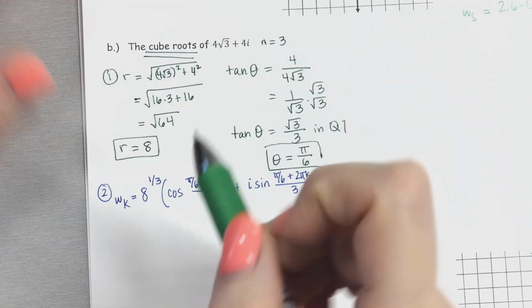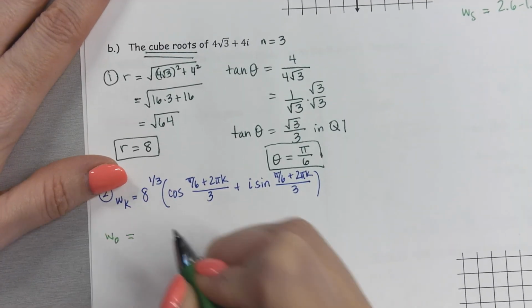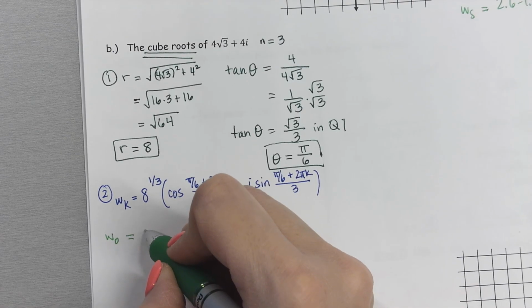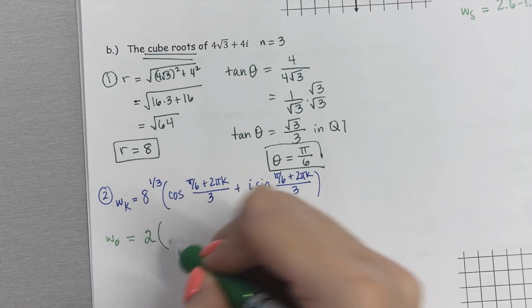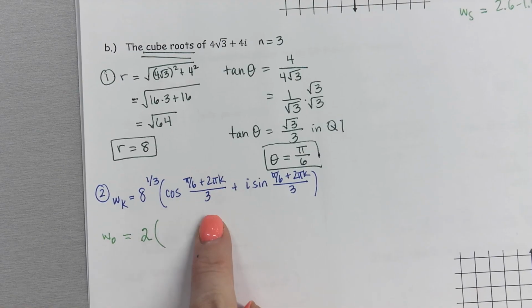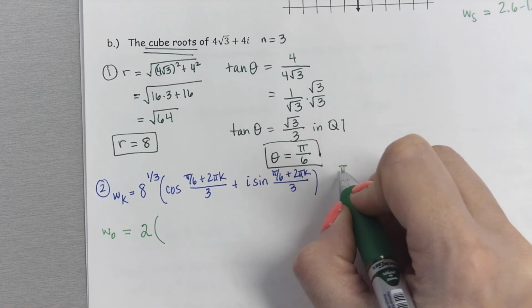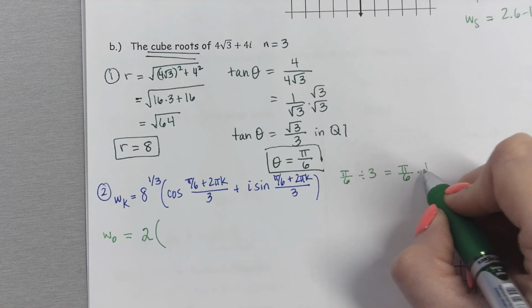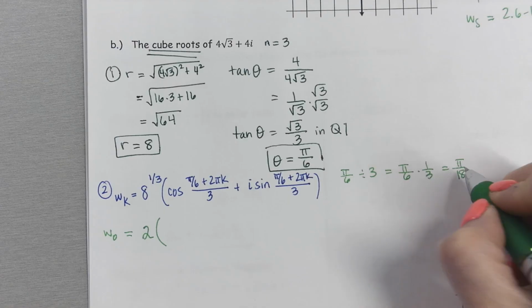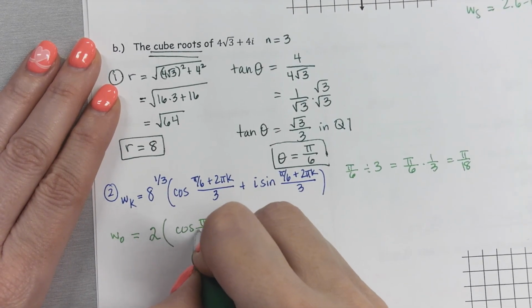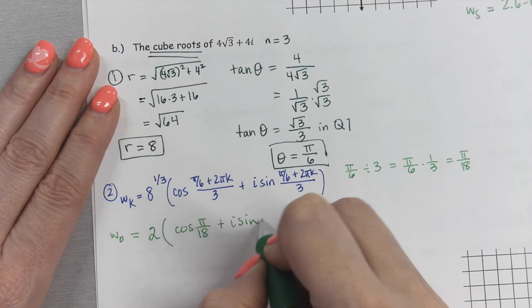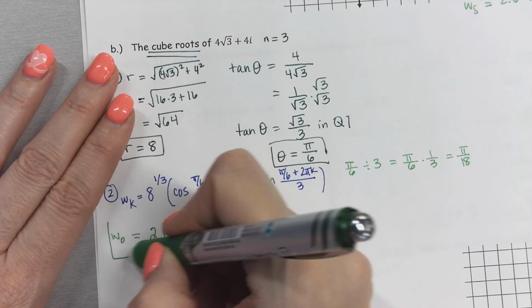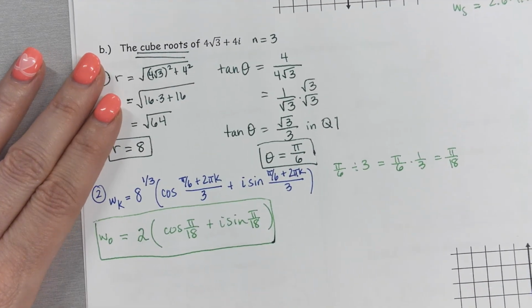Okay, we're going to make sure that you're set with W sub 0, and then I'll give you time to work on the rest, okay? So 8 to the 1/3, what's the cube root of 8? 2. Okay, and then when you plug in 0, it's just pi over 6 divided by 3. It's like you're multiplying by 1/3. So that becomes pi over what? 18. So you have the cosine of pi over 18 plus i sine of pi over 18. That is not an exact value on the unit circle, so we're going to leave it in polar form.